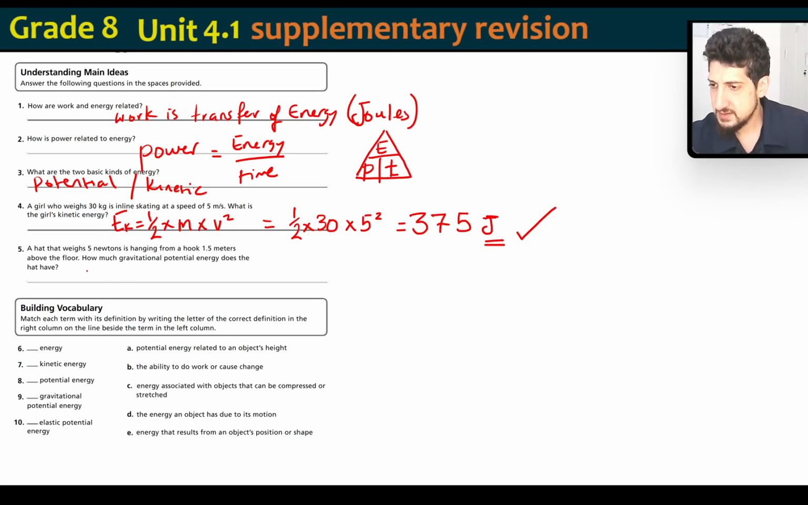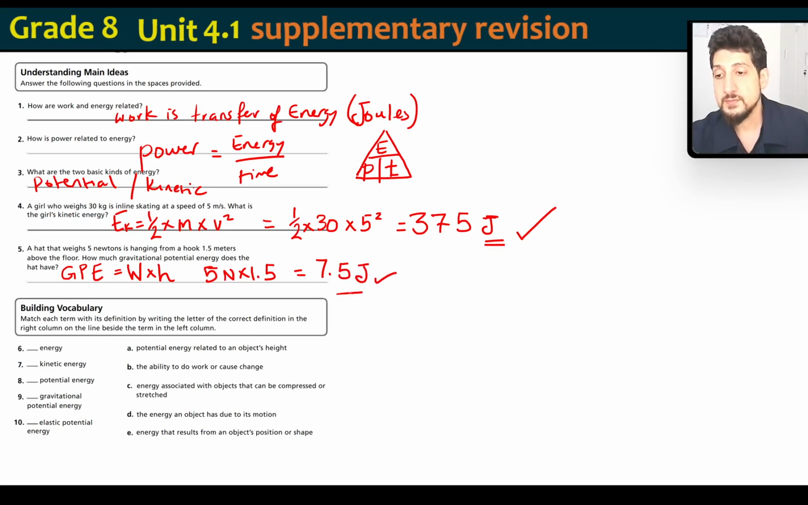A hat that weighs 5 newtons, that's better, is hanging from a hook 1.5 meters above the floor. How much gravitational potential energy does it have? So once again, we already said that GPE, gravitational potential energy, is equal to weight multiplied by height. Do we have the weight? Yes, 5 newtons. Do we have the height? Yes, 1.5. So that equals 7.5 joules. That's the answer.